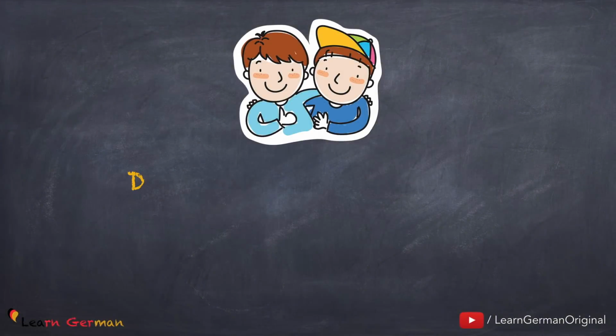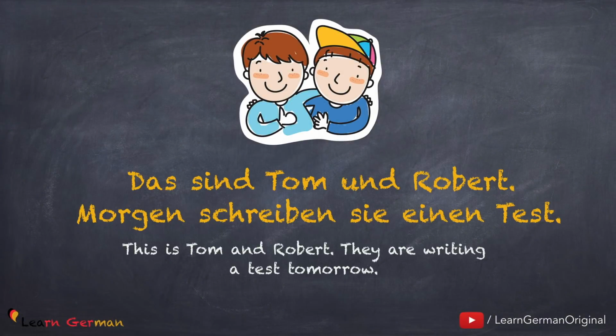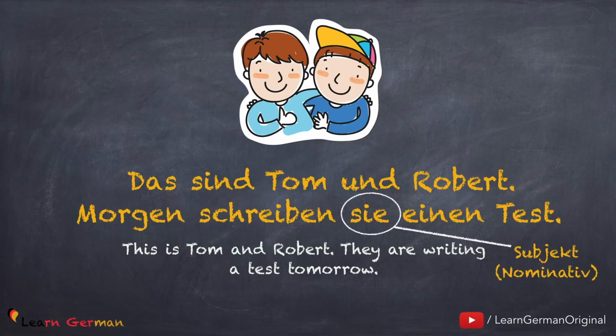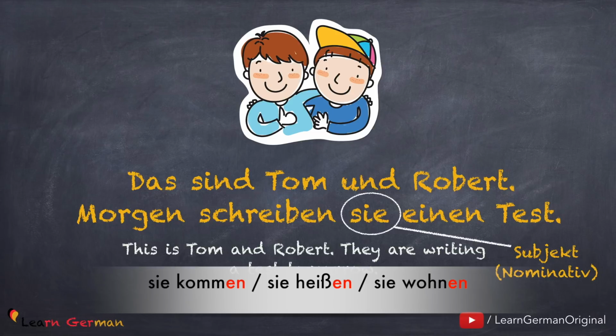Let's see how to use this sie in the nominative case. Das sind Tom und Robert. Morgen schreiben sie einen Test. Here, sie is the nominative subject. So the verb conjugation depends on this. The verb when conjugated with sie takes the verb ending en. For example, sie kommen, sie heißen, sie wohnen.